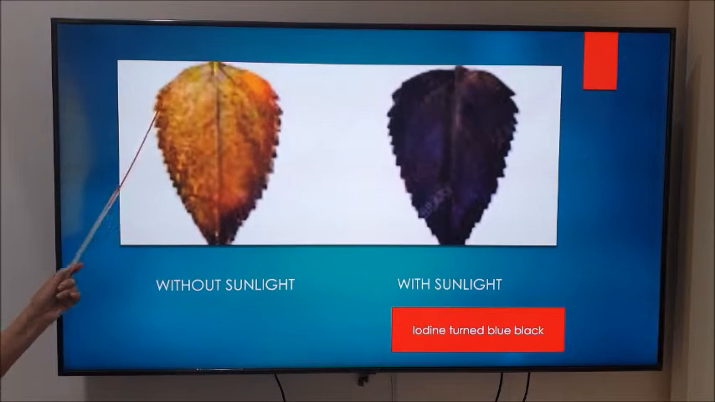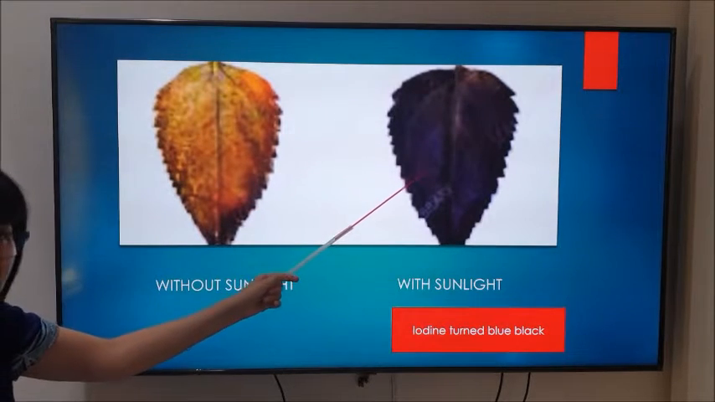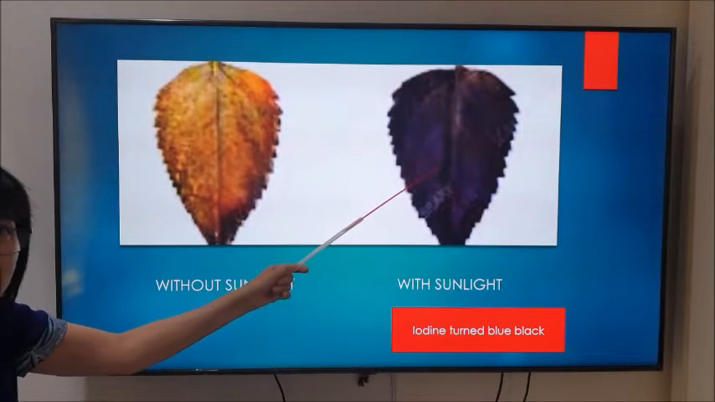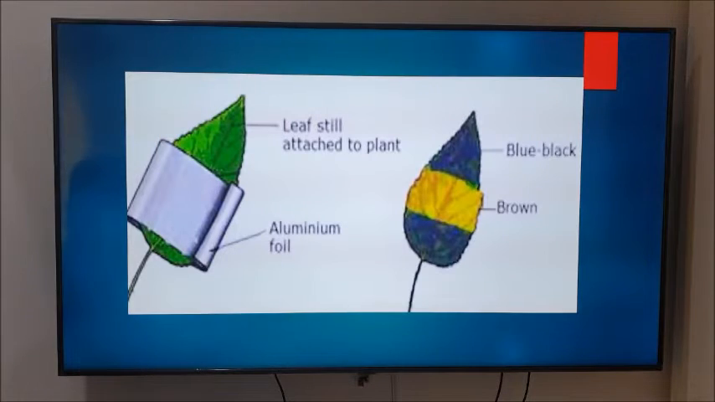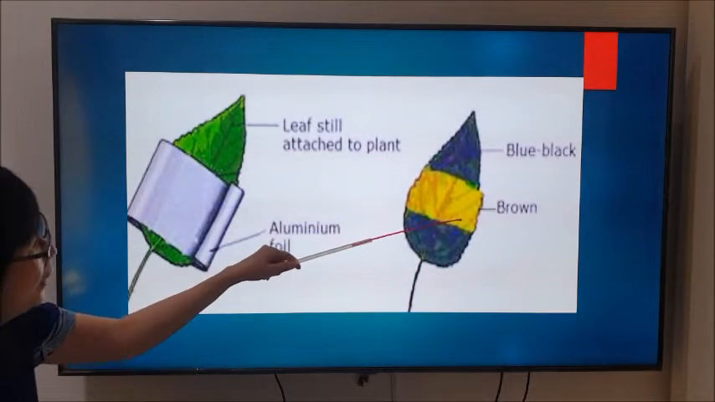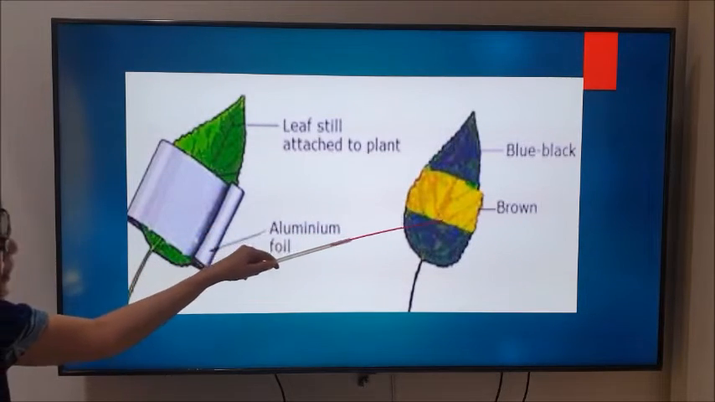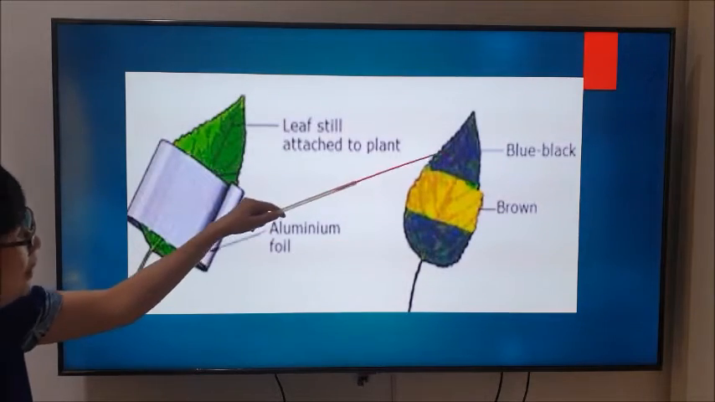The leaf without sunlight, iodine solution remains brown. The leaf with sunlight, iodine solution turns into blue-black. So this shows that sunlight is needed for photosynthesis. You can also do it this way. You cover part of the leaf with aluminum foil, then expose to sunlight. So this is the result of the starch test, where the part that is covered, no photosynthesis is carried out, whereas the part that is exposed to sunlight, photosynthesis is carried out.